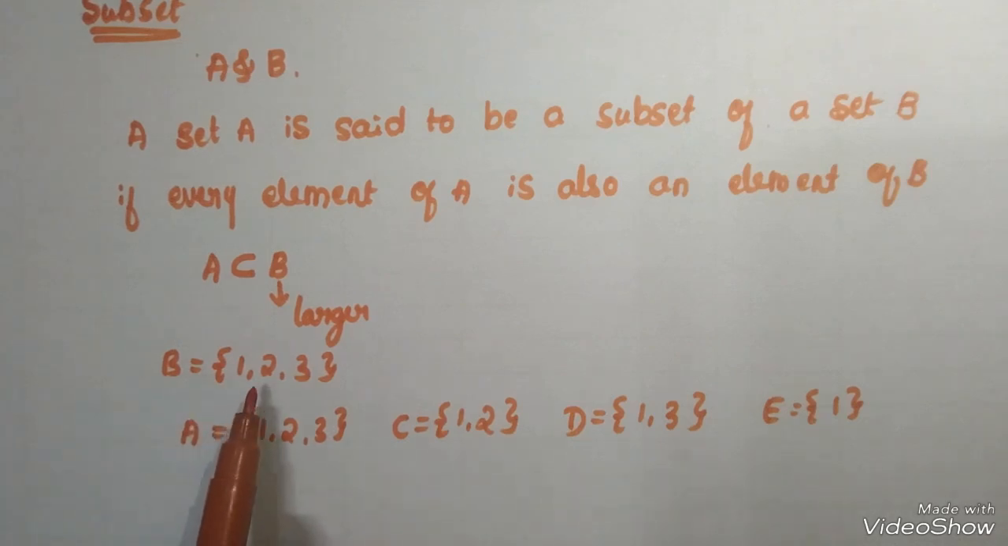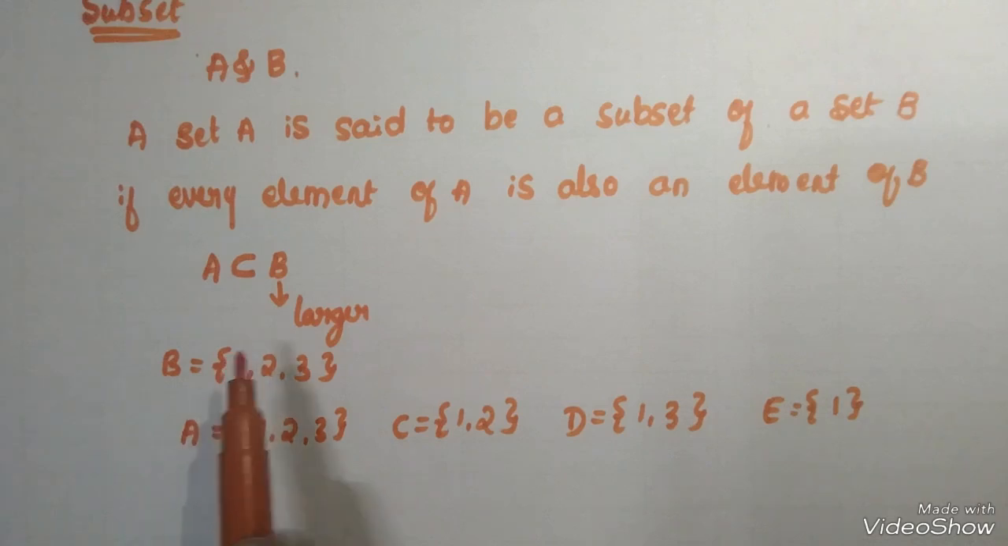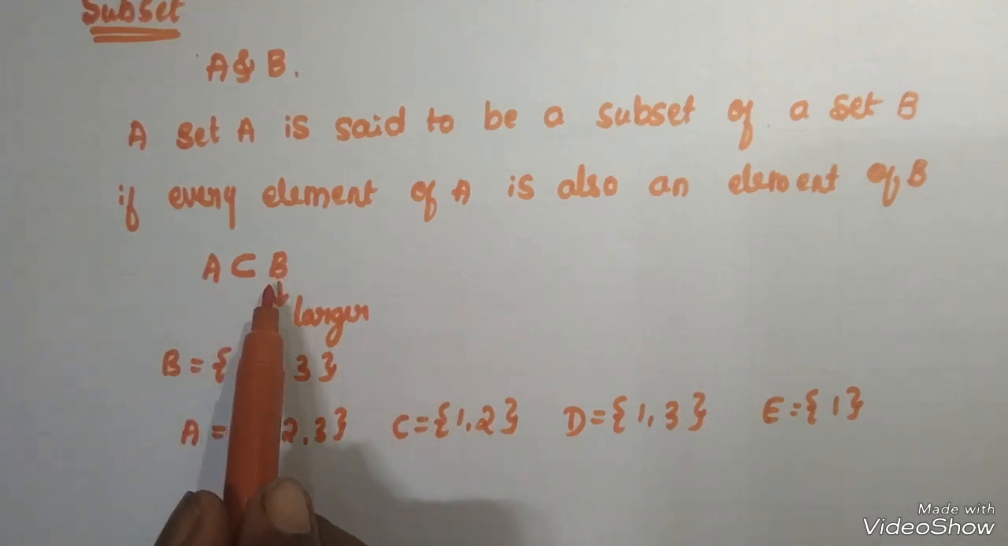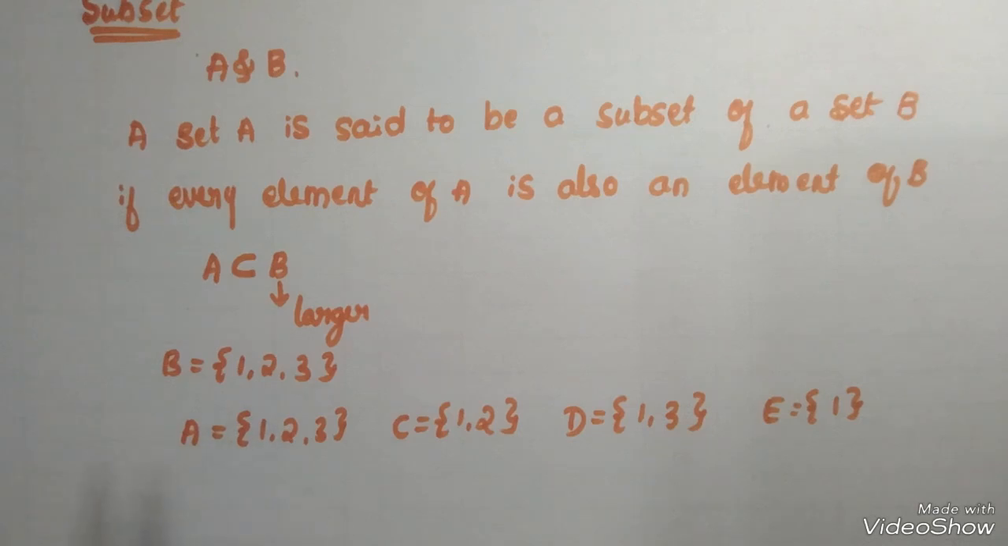In other words, A is a subset of B if whenever an element a belongs to A, then a also belongs to B. This is the example of the subset. Then there is one note point.